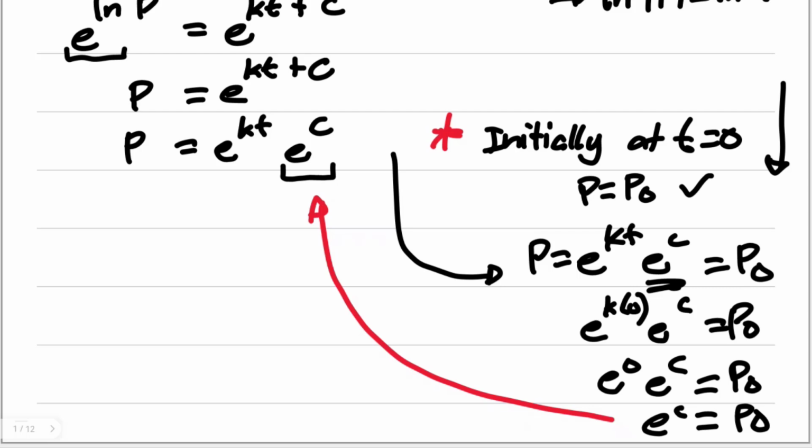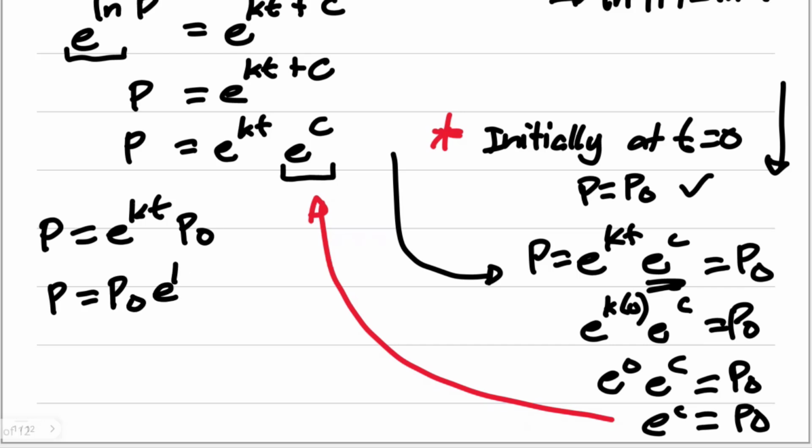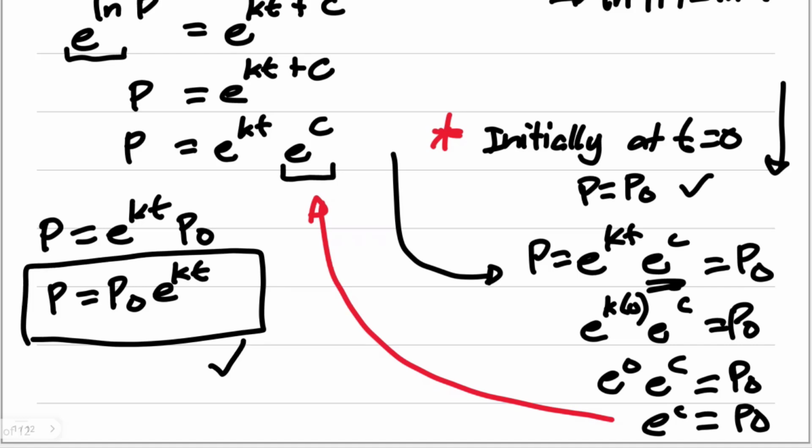Therefore, our formula for the population dynamics is P is equal to e to the power of kt times e to the power of C, which is P sub 0. Or you can simply rewrite that as P is equal to P sub 0 e to the power of kt. This is the formula for the population dynamics. If you're asked about the total population, given the initial population and time, and of course with a certain k as the constant of proportionality, you can identify the answer to the question.